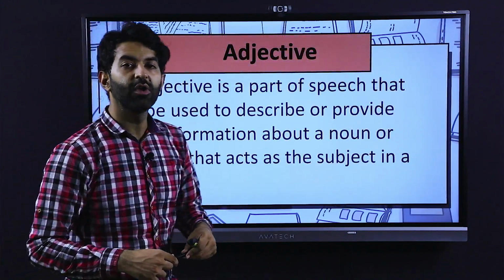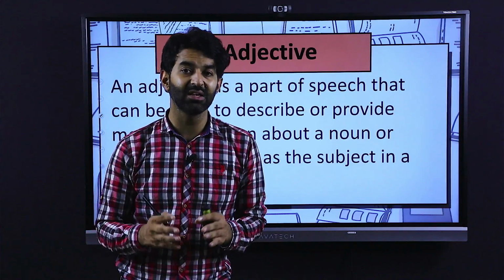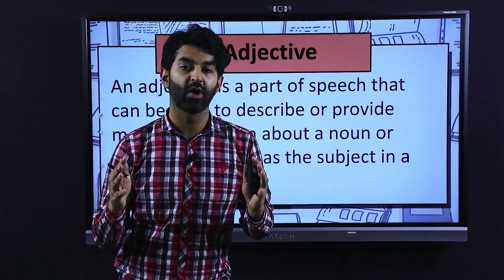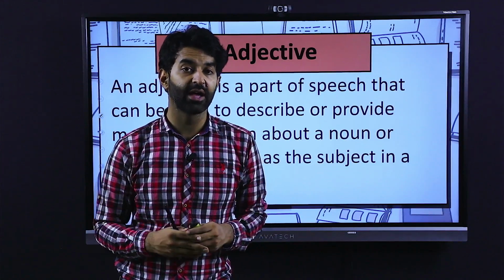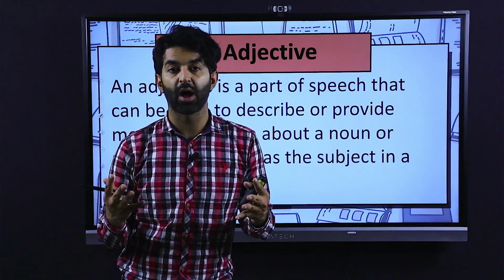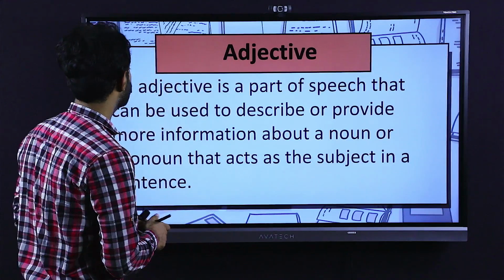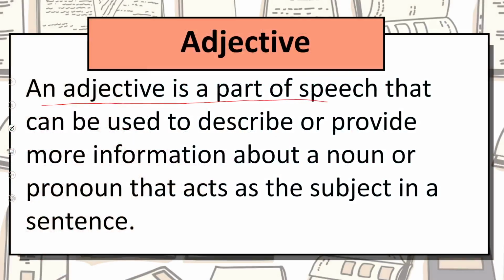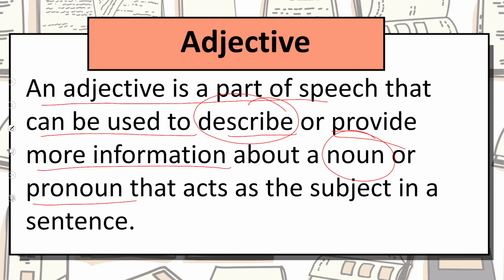Now, before moving on to first adjectival phrase, let's see what an adjective is. I hope that you have already learned it. I just need you to revise it a little bit with me. Let's see. Adjective is a part of speech that can be used to describe or provide more information about a noun or pronoun that acts as the subject in a sentence.